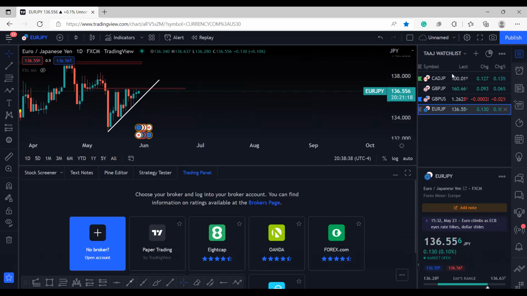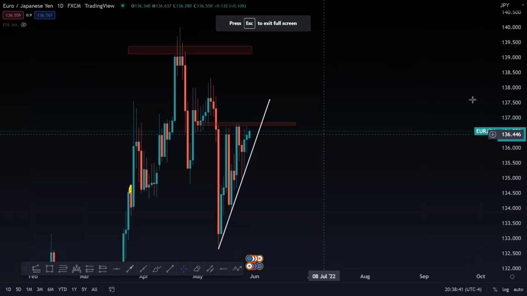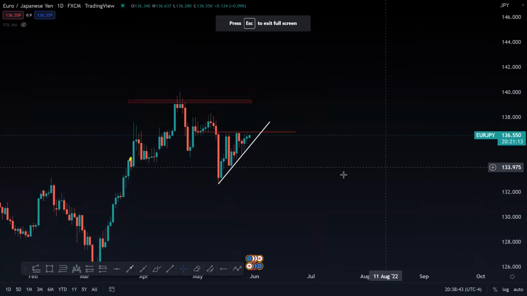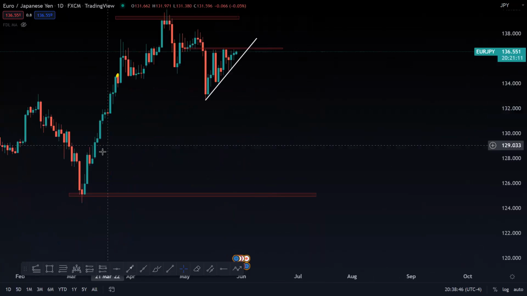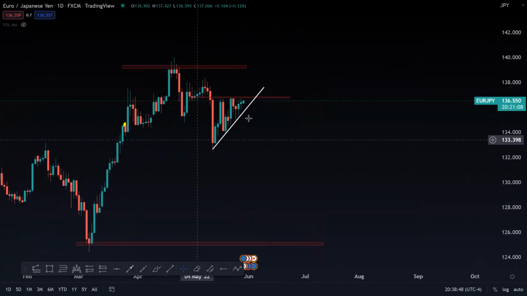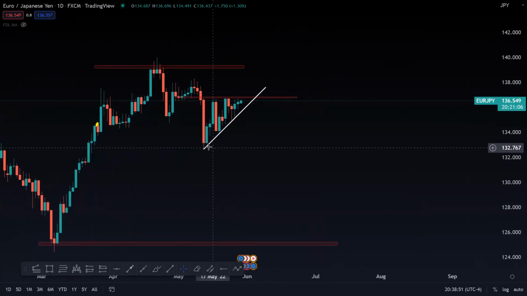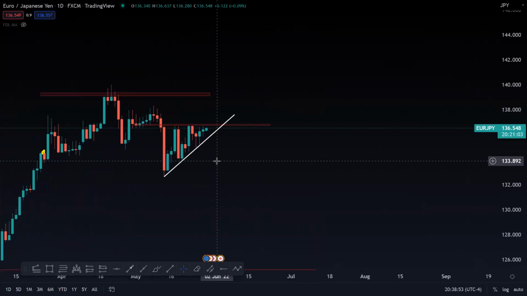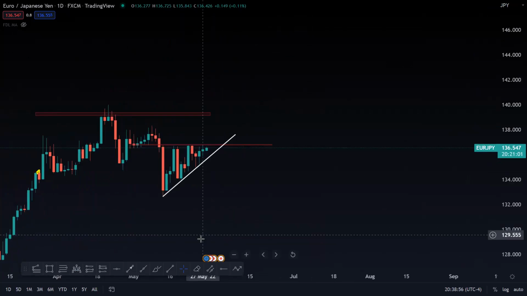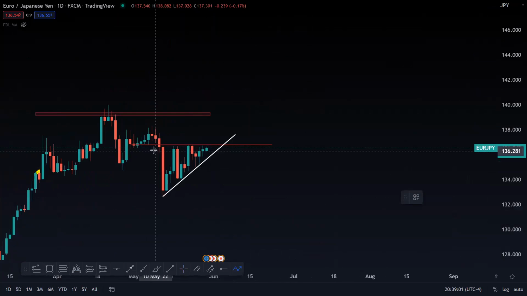And for the EURJPY, okay, so as you can see, the general trend is bullish right now, and we have this trend line on the daily here. This is also a simple break and retest. Here we can see for days this was a support, and then we broke below it, and it acted as a resistance here, and the price is right now here.